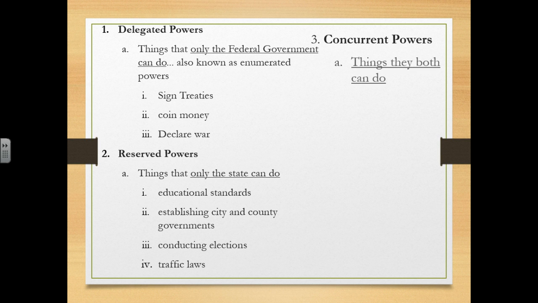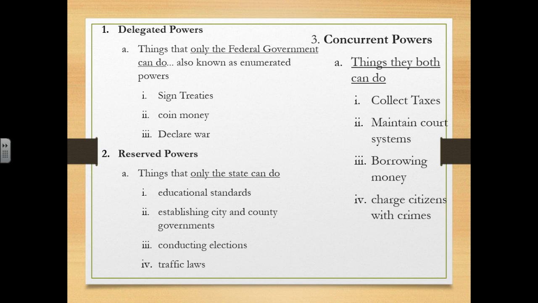Concurrent powers are the ones that they can both do. These are usually not as controversial because, frankly, since they both can do them, there's not any sort of fight between them. They both can collect taxes. Your paychecks are going to be deducted federally and by the state through federal and state taxes. They maintain court systems. You can be charged with crimes in the federal or the state courts. Also, both the states and the federal government can go into debt by borrowing money and issuing bonds.